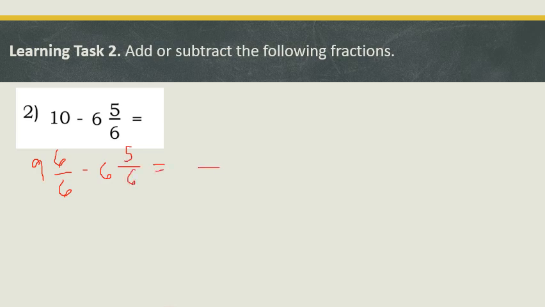Okay, kopyahin natin ang denominator. Ang denominator nila is 6. Then, 6 minus 5 is 1. Kasi yung whole number natin, 9 minus 6 is 3. So, ito ang answer natin for number 2.